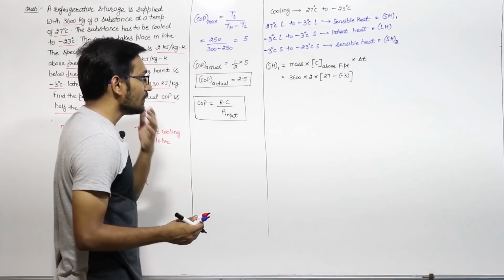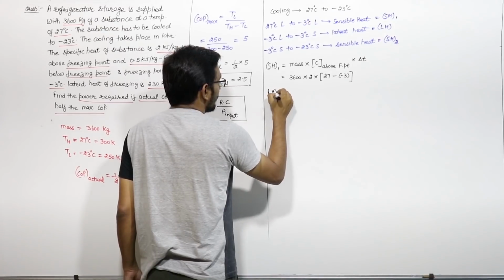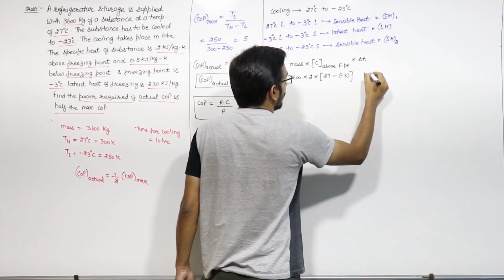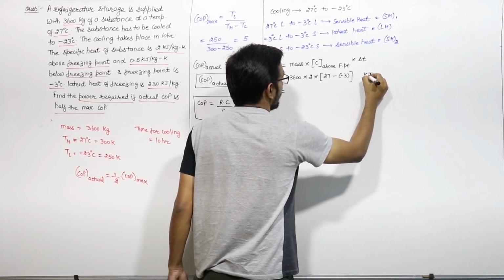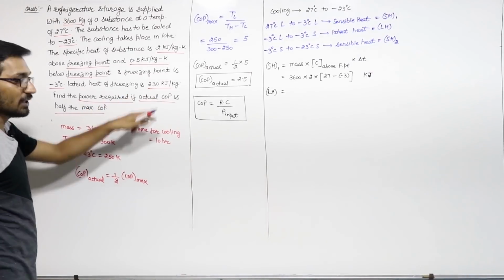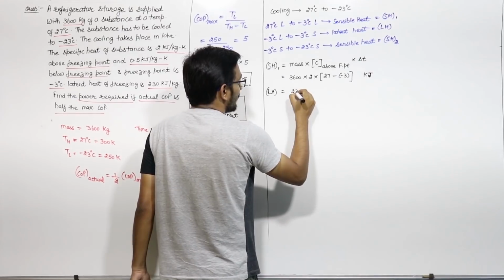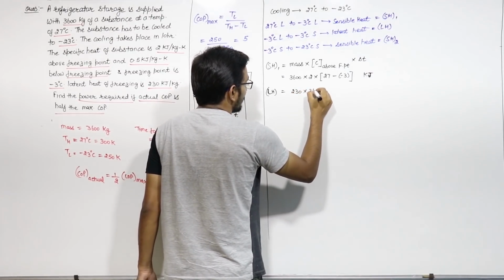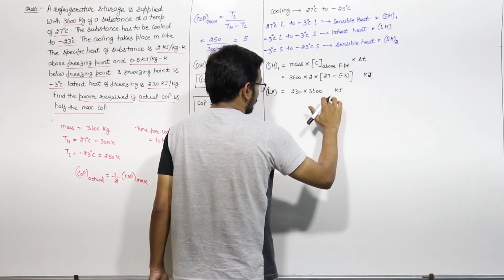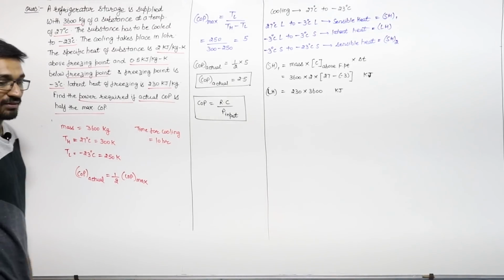Now what is the latent heat? The unit of this will be now kilojoule. What is the latent heat? Latent heat is given 230 kilojoule per kg. So this will be 230 kilojoule per kg into mass 3600. So this unit will be in kilojoule only. 230 into mass 3600.